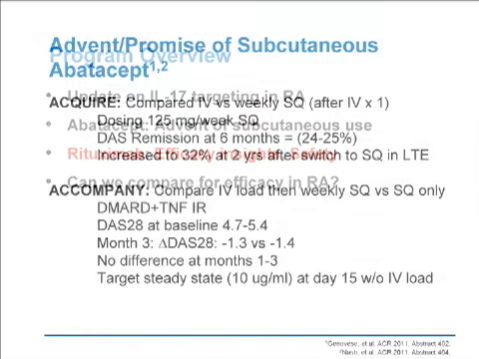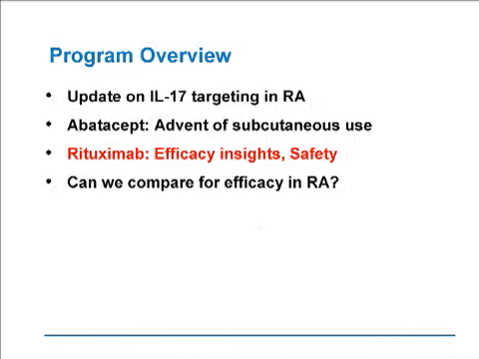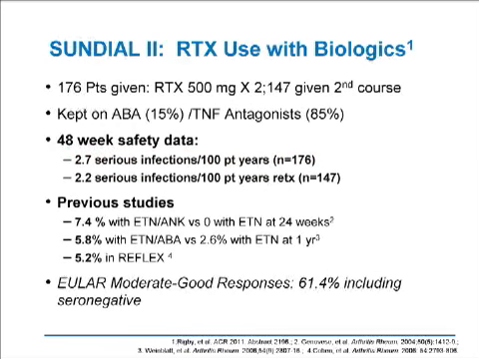and not necessarily even in a doctor's office or clinic. The third component of our program overview is going to be rituximab and efficacy and safety data. The Sundial trial, I thought, is a very interesting trial in that this was a trial where rituximab was added to patients already on biologics with inadequate response. 176 patients were given rituximab 500 milligrams times 2, and of those 176, 147 were given a second course. They were kept on their abatacept, the 15%, and or TNF antagonist, 85%. And this was a safety study that was mandated by the FDA to the company.